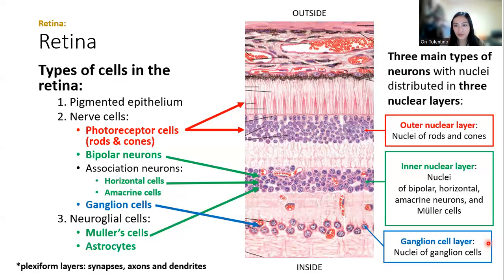We also have supporting cells or neuroglia to support the function of your neurons, the Muller cells and astrocytes.